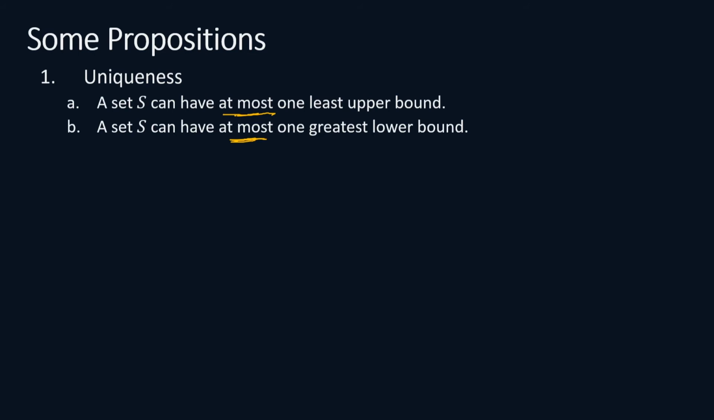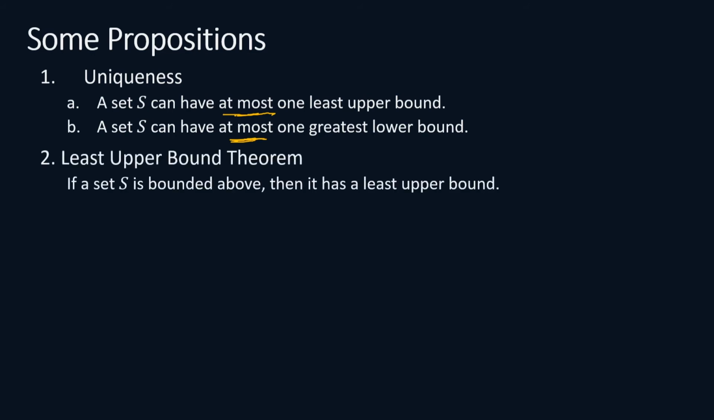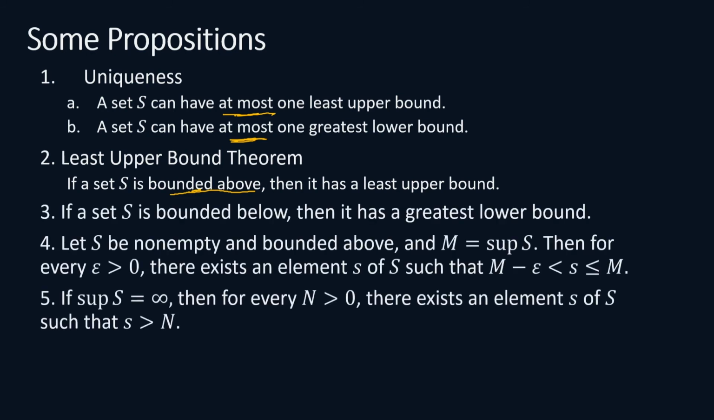Another proposition is the least upper bound theorem. It states that if a set S is bounded above, then it has a least upper bound. It means that the existence of the supremum is ensured as long as the set is bounded above. In a similar way, if a set is bounded below, then it has a greatest lower bound.